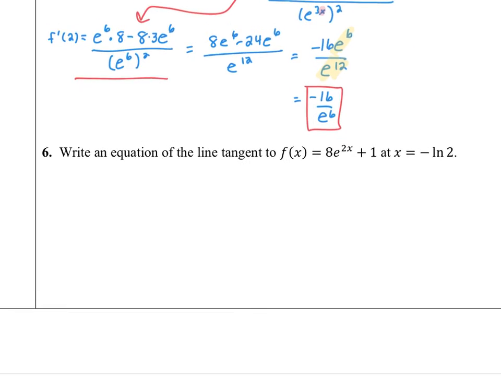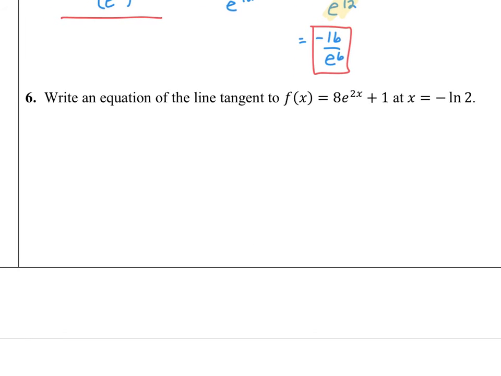Question number 6 wants me to write an equation of a tangent line, and for that I need a point and I need a slope. And what I have going for me is the x-coordinate of my point, and to find my y-coordinate I plug it into f of x. And here is my initial input, and all I did to get that was to take my negative natural log of 2 and plug it in for that x right there.